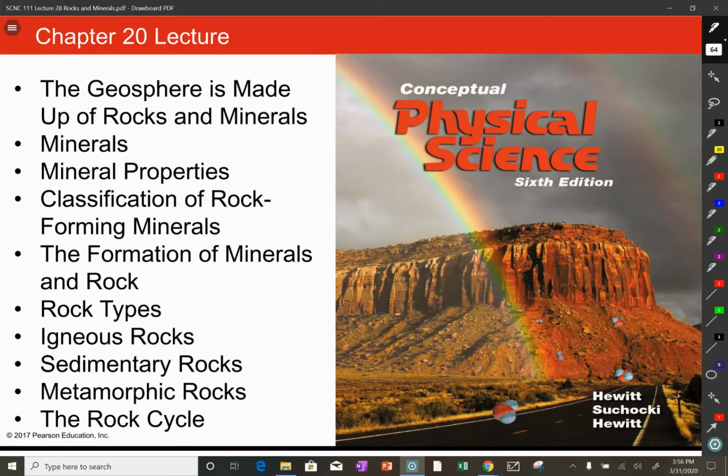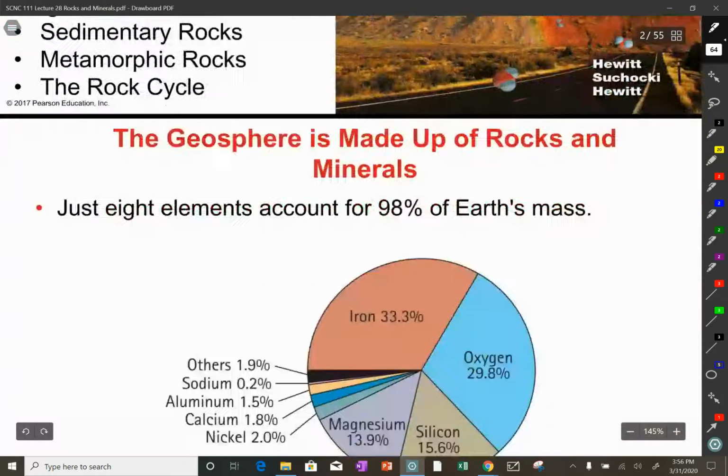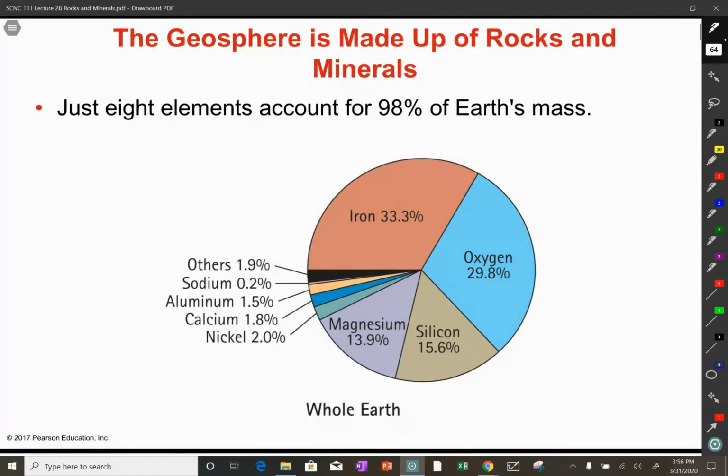So let's just get right into this. We're studying geology. And first things first, we've just finished chemistry. The geosphere is the entire Earth. It's a spherical shape, and the geosphere is made up of rocks and minerals. That's what our Earth is made of.